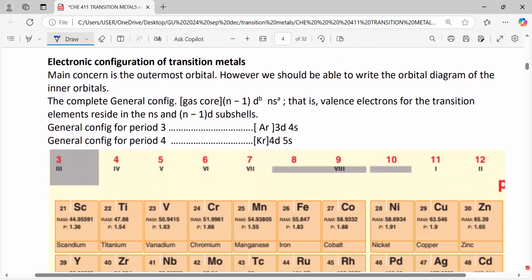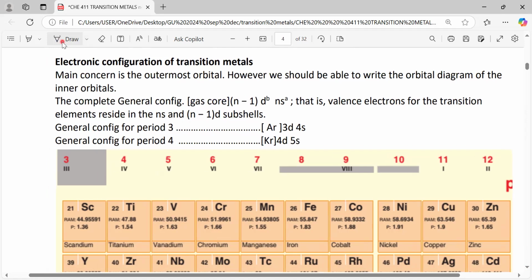Another important thing we need to appreciate or even remember is electronic configuration. Given that transition metals are elements from the periodic table, we need to understand their electron configuration. The electronic configuration of transition metals is usually in the form of a noble gas core, followed by (n minus 1)d, then ns. So for example here, the noble gas that comes earlier is argon.